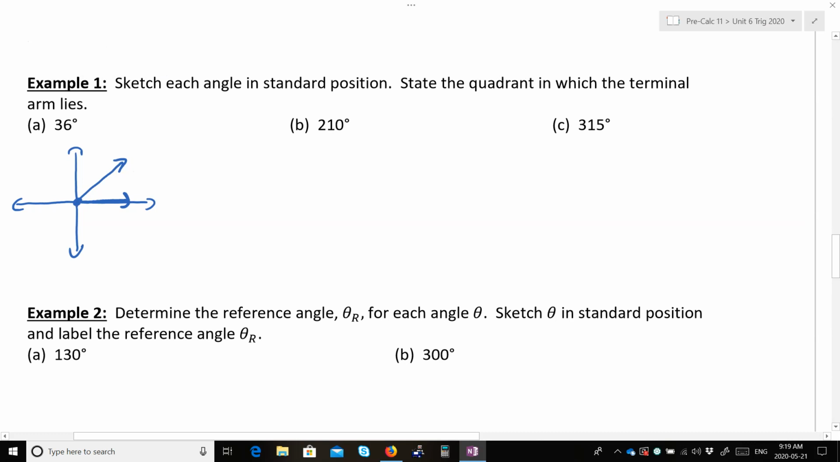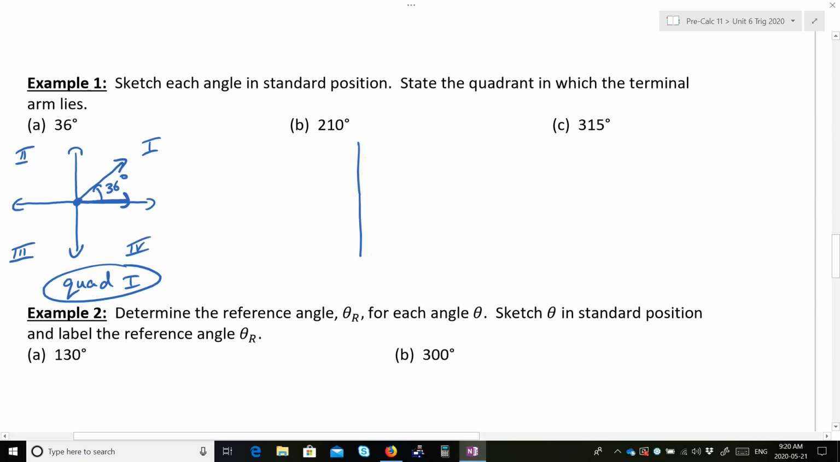You don't have to have it exact, it just has to make sense. That would be about 36 degrees. Actually, I've made mine probably a little bit bigger than it should be, but as long as it's reasonable. Okay, so sketch each angle in standard position. State the quadrant in which the terminal arm lies. Remember, the terminal arm is that one. Okay, and so hopefully you can see that that's in quadrant 1, because the quadrants go 1, 2, 3, and 4. Okay, so this one is in quad 1.